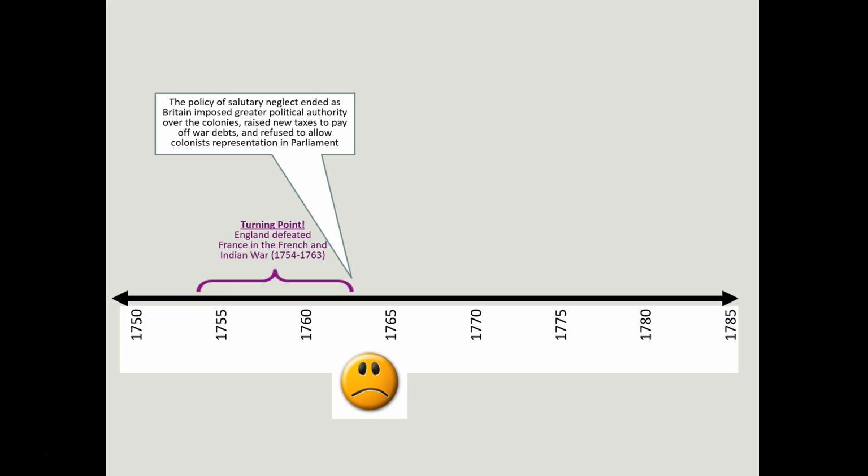But at the end of the French and Indian War, Britain starts imposing more and more political authority, raising taxes because, hey, the colonists are citizens too. They should help pay for this war. And also, we're not going to reduce our military, so we need money for that as well. And they refuse to allow colonists representation in Parliament. So they're imposing all of these taxes and all of these new laws on the colonists, but they're not allowing the colonists to have a say in what these different new things are.